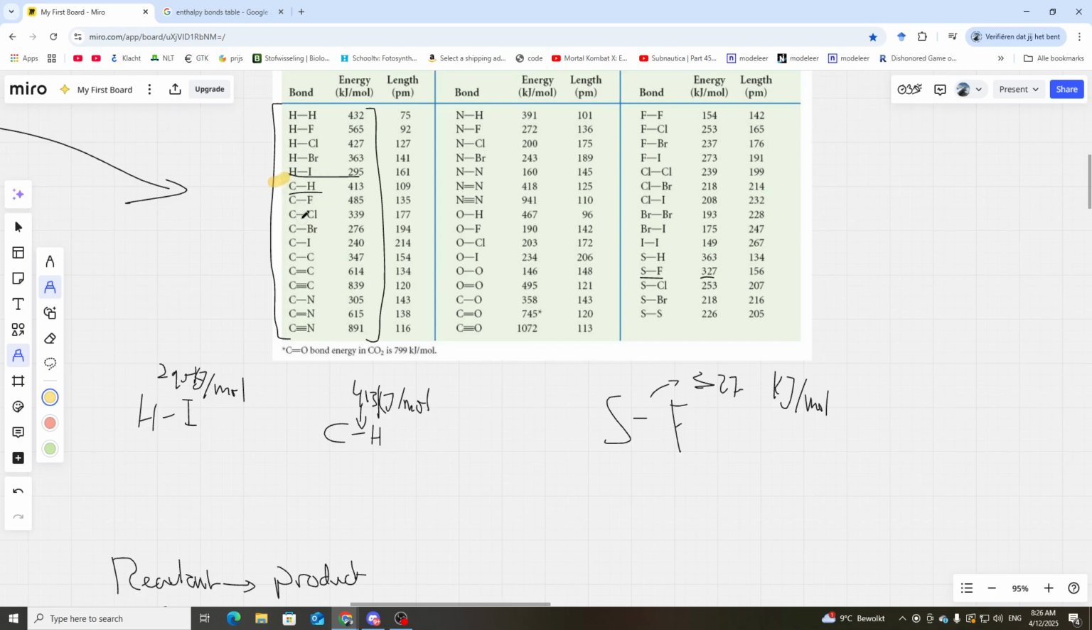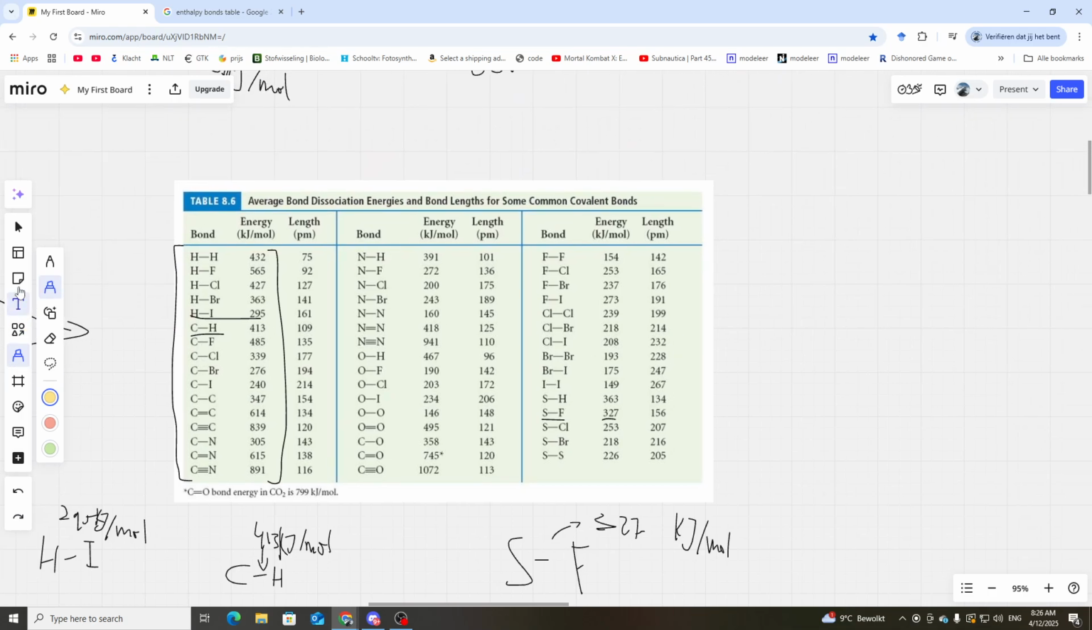Nice. I hope this doesn't... Okay, never mind. I'm not going to even try. That's how we use the numbers in this table.